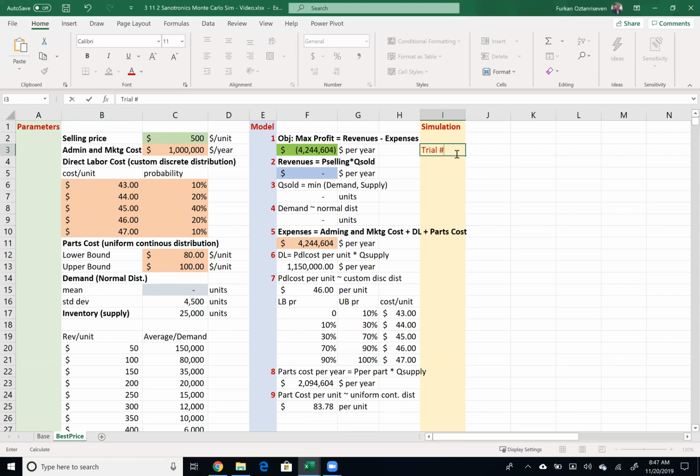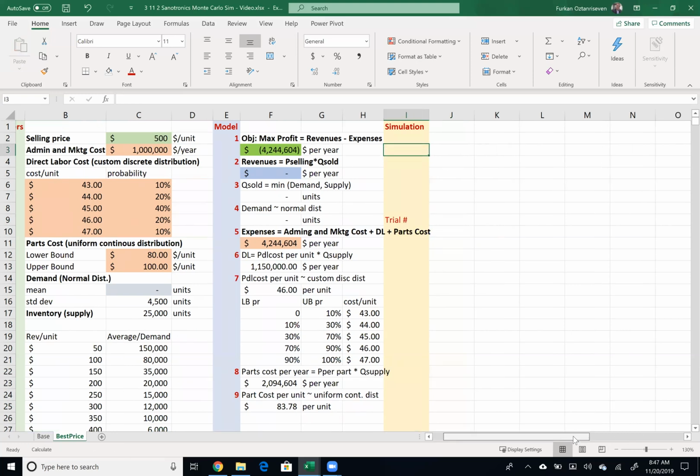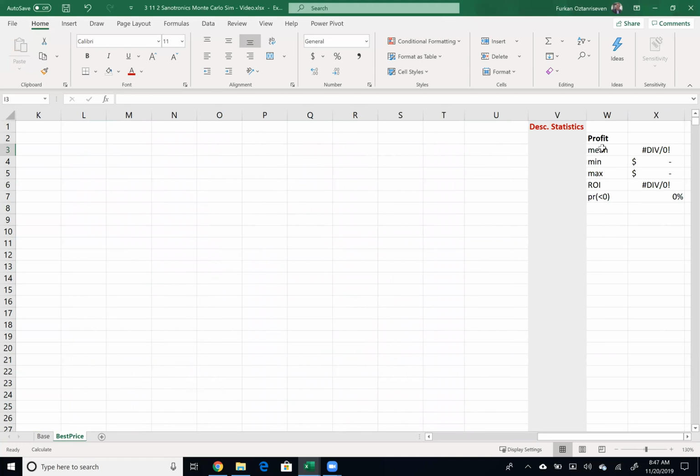All right, so let's say I want to again run this model. Let me pull this one a little bit down because I know that I will need some space for my calculations. So let's say I create the trial numbers here. And at the top, what I would like to consider is the mean and, I mean, I don't really need ROI. Let's calculate mean and probability of losing money.